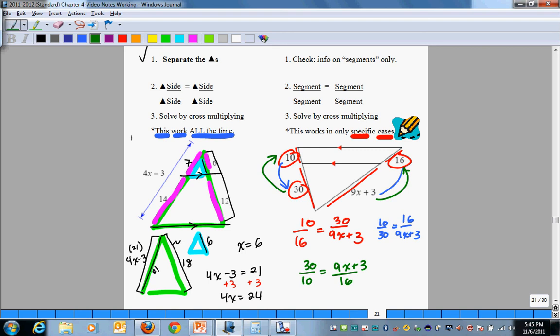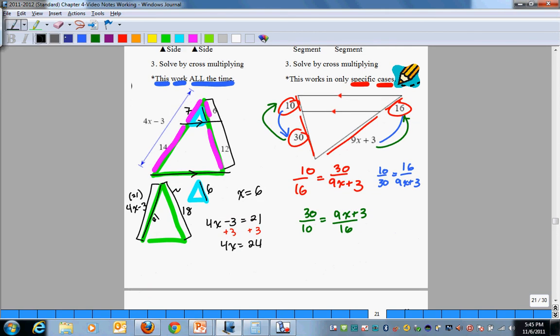If you go left to right the first time, you have to go left to right the second. Top to bottom, top to bottom. Bottom top, bottom top. Either way, if you mirror it, then you simply cross multiply. Do not do this distributive in your head. We have 10 times 9x plus 3 equals 30 times 16. Now distribute.